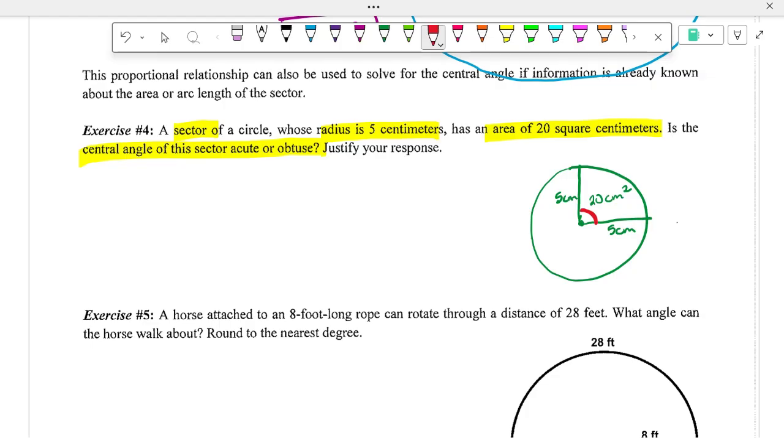Now, we don't know what the area of the circle is yet. We only know what the sector area of the circle is. However, can we find the area of the circle? Don't we have enough information to find the area of the whole circle? Yeah, because we have the radius, so we can do pi r squared. So area would equal pi times 5 squared, which is just 25 pi. I'm going to leave it like that. So this is my total area.